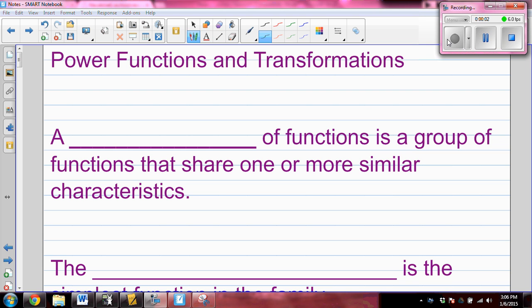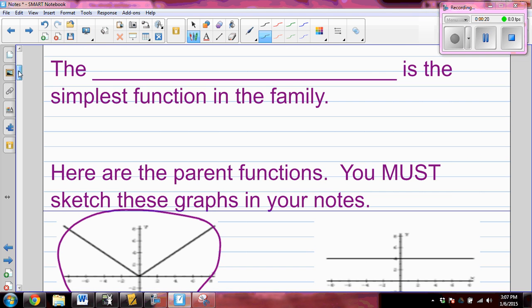Today we're going to be talking about power functions and transformations. A family of functions is a group of functions that share one or more similar characteristics, just like you share similar characteristics with your family. The parent function is the simplest function in the family.